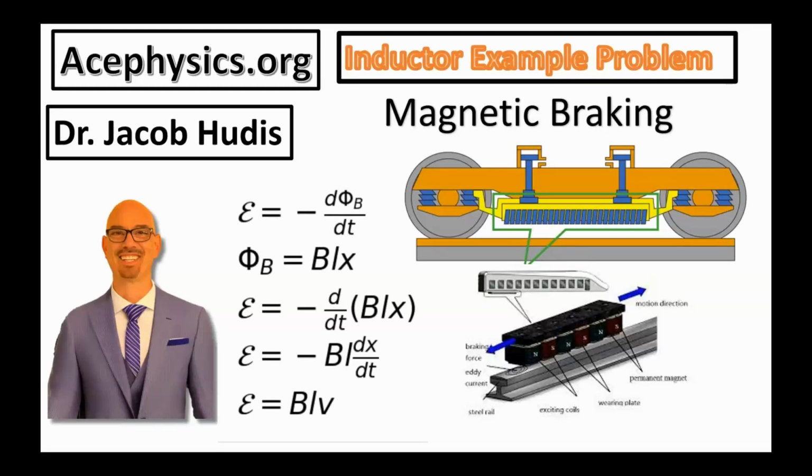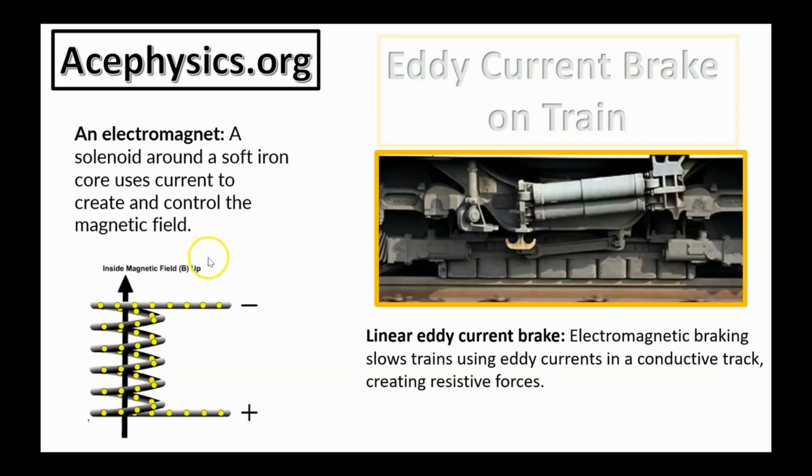Hello. In this short presentation, I will explain and solve a standard physics problem rooted in Faraday's law of induction. This problem reveals the fundamental physics behind the electromagnetic braking systems used in trains. Before we begin, let me remind you what an electromagnet is.